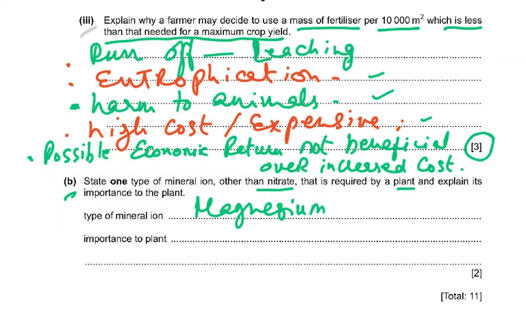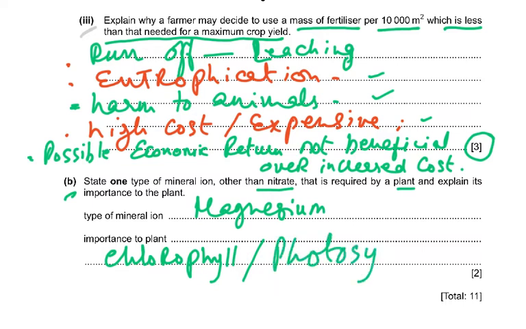And why do we need it? The importance to the plant is that we need it for the chlorophyll molecule. Please do not say chloroplast. We need it for the chlorophyll molecule, which is of course going to trap light and is important for converting light energy to chemical energy, and it is needed for photosynthesis.